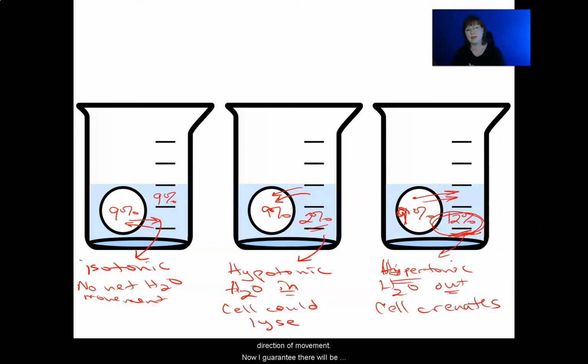Now, I'll guarantee there will be tonicity questions on the test. So if you see one, you can use your scrap paper to draw out a little mini beaker and cell and put some numbers on it to help you figure out which way the water would move.